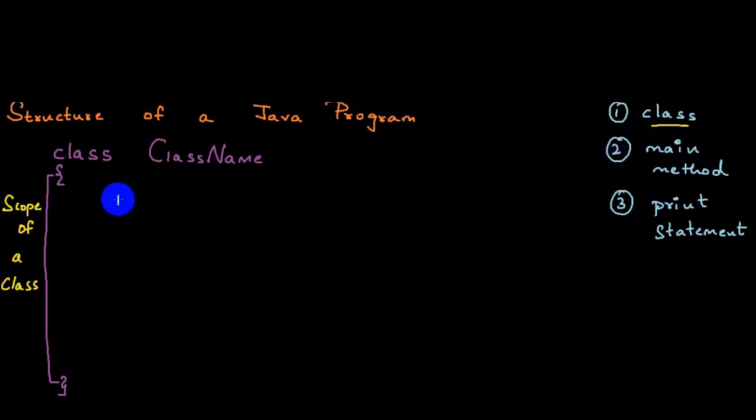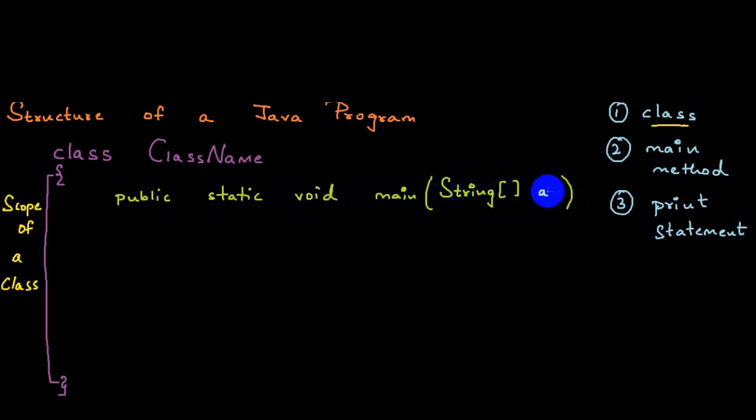How do we write the main method? The syntax is simple. Public static void main, within parentheses you have to give String array of arguments. And then again open curly braces and close. So this is nothing but the scope of the main method.